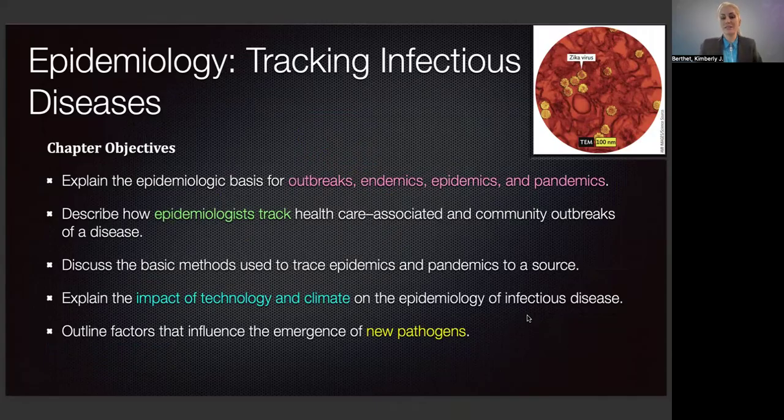and diseases that we see. Following that, we're going to look at how epidemiologists actually track the movement of disease within a population. And we're going to look at how technology and climate has changed the transmission mode of disease throughout the centuries. And at the end, we're going to talk about the emergence of new pathogens and what we can do about it.